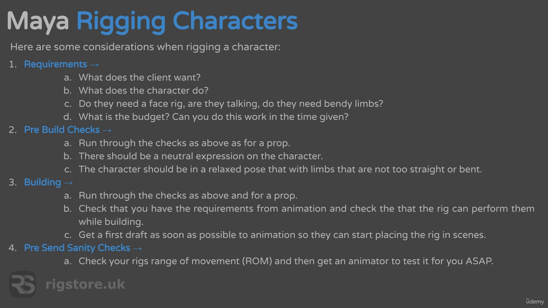Number 2, pre-build checks. So run through the checks as above for a prop. Automate these checks, write them into code, and then make sure that you run them as a little script. It'll help you a lot. There should be a neutral expression on the character that's first given to you. If your character is already growling or already in an excessive pose, it's going to be hard to do any other pose. I'd say the only exception for this is if it's a monster that has a resting pose of a grimace. But then to make them smile, you might need a blend shape.